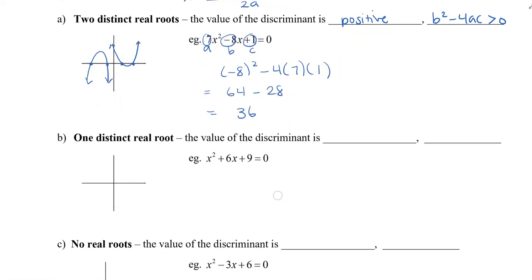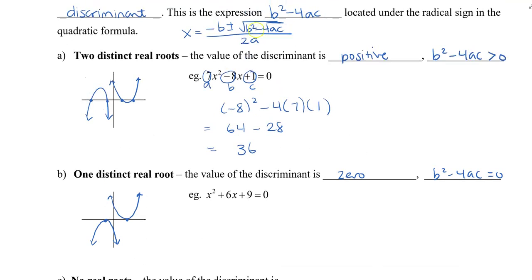Now, how do you get 1 distinct root? Well, this occurs if the graph has its vertex just touching the x-axis, either pointing down or pointing up. So that means that the value of the discriminant this time is going to be 0. So b squared minus 4ac equals 0. So why does this happen? If it does equal 0, that means that I don't have anything underneath the radical.